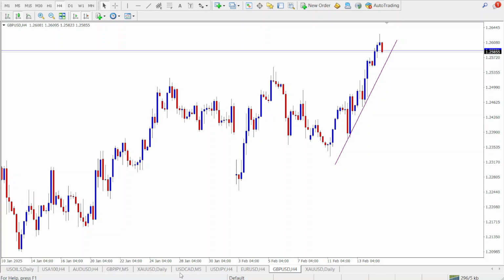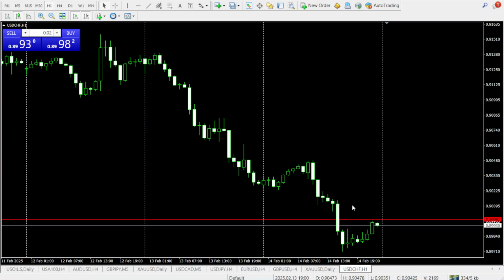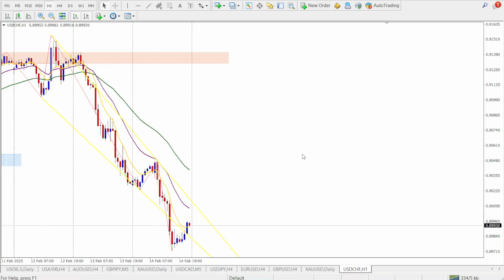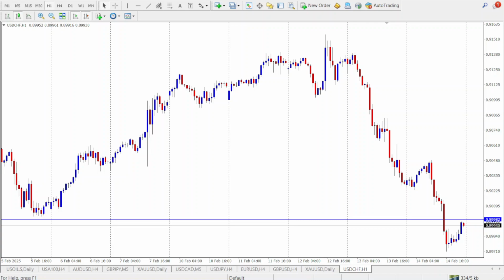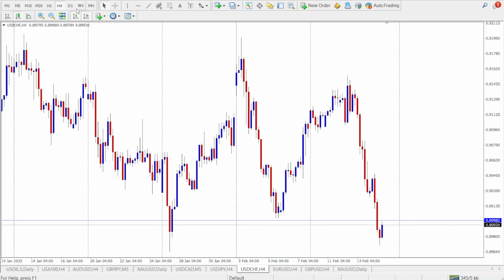All right. Now let us also look at Euro USD and USD CHF. Now, Euro USD, this is USD CHF, right? This is USD CHF, and this is Euro USD.